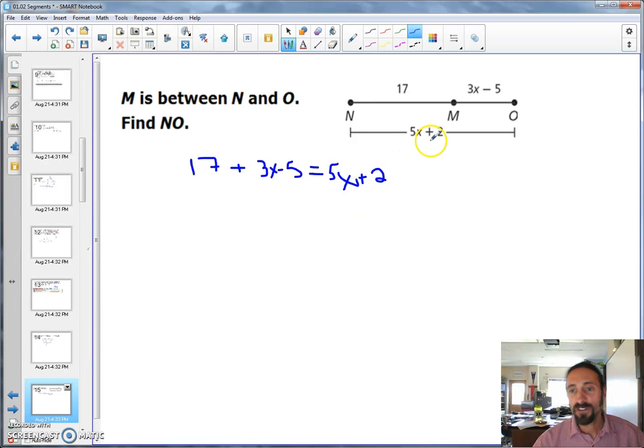Now I'm in algebra land, right? You guys have already taken algebra. Well, how are we going to solve? First thing we need to do, we need to solve for x. Let's get all the x's on one side. I'm going to change colors and make things easier for you guys. Let's subtract 3x from both sides.